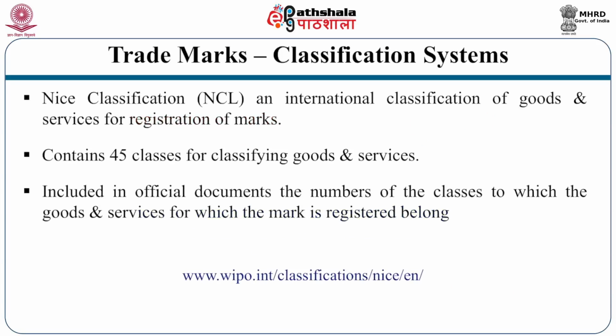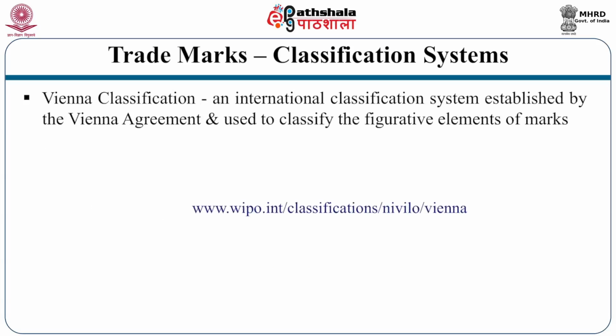There is a classification separately for trademarks, that is the NICE classification, which is an international classification of goods and services and contains 45 classes, and they can be used for retrieval purposes. The other classification system is the Vienna classification, which is established under the Vienna Agreement.